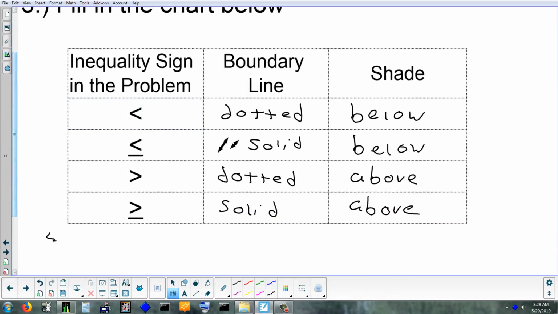So remember, less than or equal to, shade below. Greater than or equal to, shade above. If it's got the little line under it, that's how I remember that it's solid. If it doesn't have the little line, dotted.